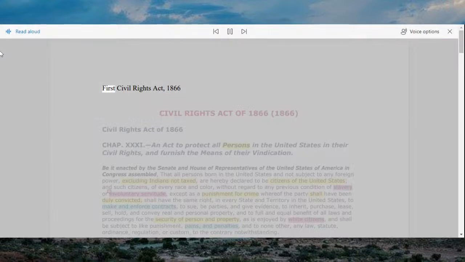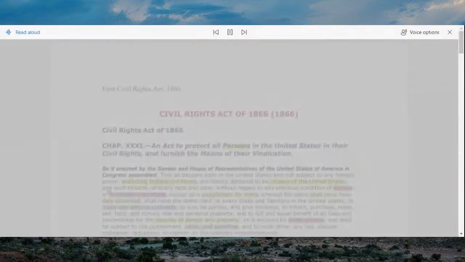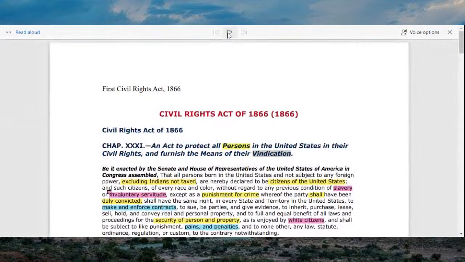See if it can. First Civil Rights Act, 1866. Civil Rights Act of 1866. Chapter 31. An act to protect all persons in the United States in their civil rights and furnish the means of their vindication. Well, it's all persons.